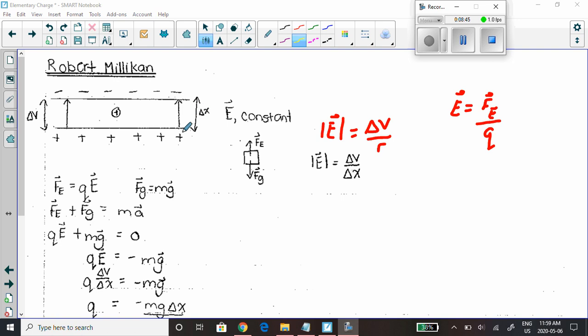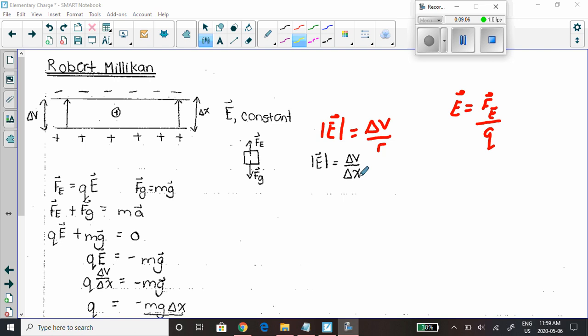We remember that in here, the electric field is constant. So a couple things to remember. The electric field is related to the voltage difference across the plates by the magnitude of the electric field being the voltage difference divided by R, how far they are separated. Or in this particular case, it's not R, but delta X.